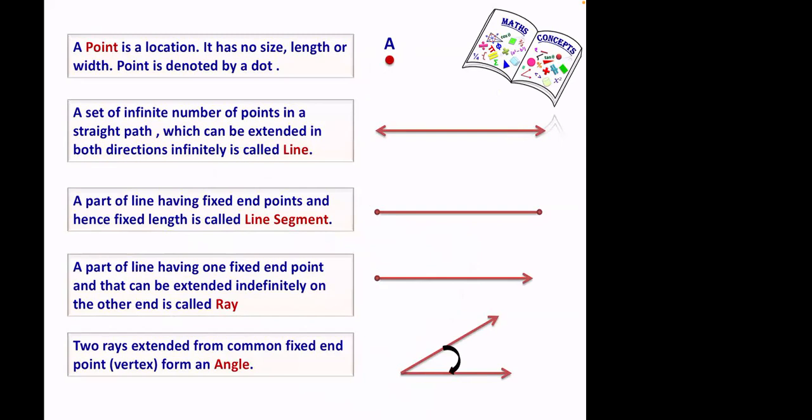We have learned about point, line, line segment, ray, angle, all this in our last class, that is class 6. So we'll quickly go through these definitions. What is a point? A point is nothing but a location. It does not have any size, length or width. A point is just denoted by a dot. A small location is a point.